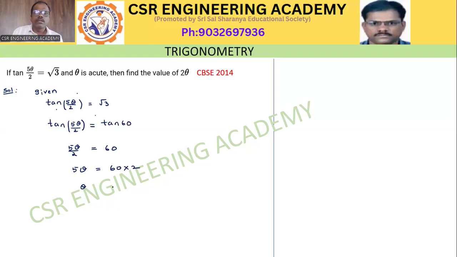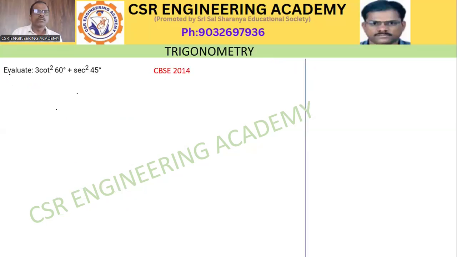Theta is equal to 60 into 2 divided by 5. 5 ones are 5, 5 twos are 10. Theta is equal to 12 into 2, 24 degrees. 2 theta is equal to 2 into 24 is equal to 48.